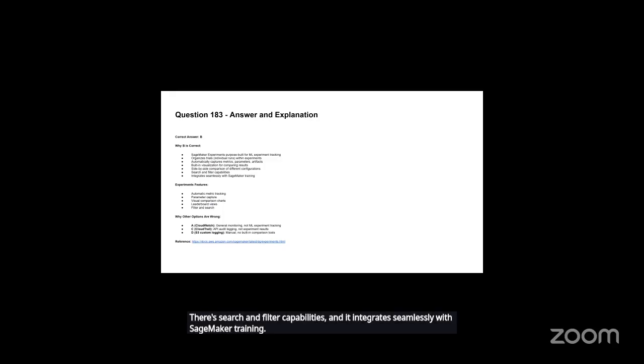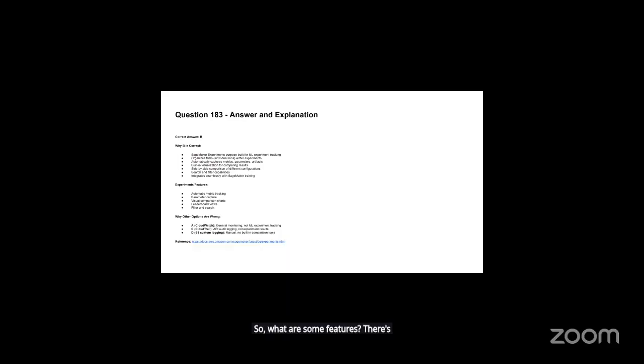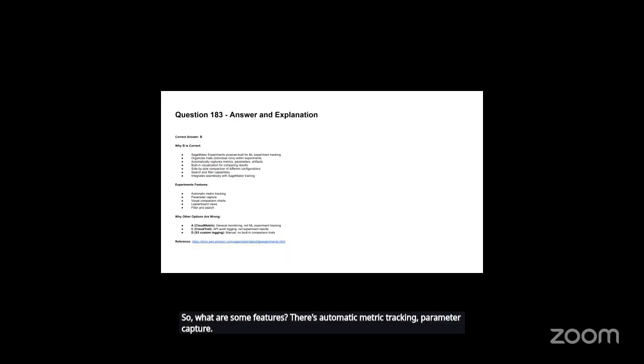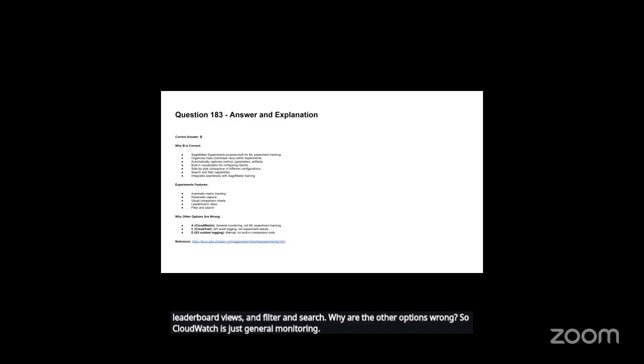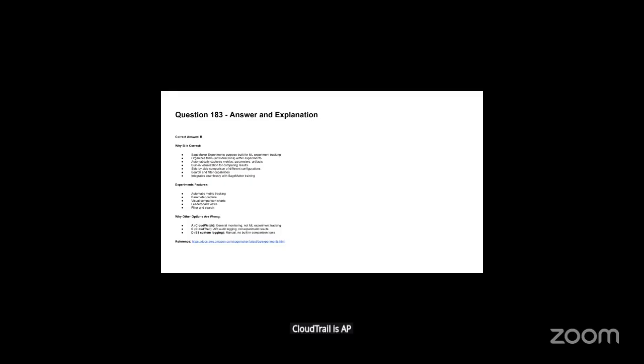So what are some features? There's automatic metric tracking, parameter capture, visual comparison charts, leaderboard views, and filter and search. Why are the other options wrong? So CloudWatch is just general monitoring. CloudTrail is API audit logging. And S3 custom logging is manual and can be done, but it's not really there for comparison.